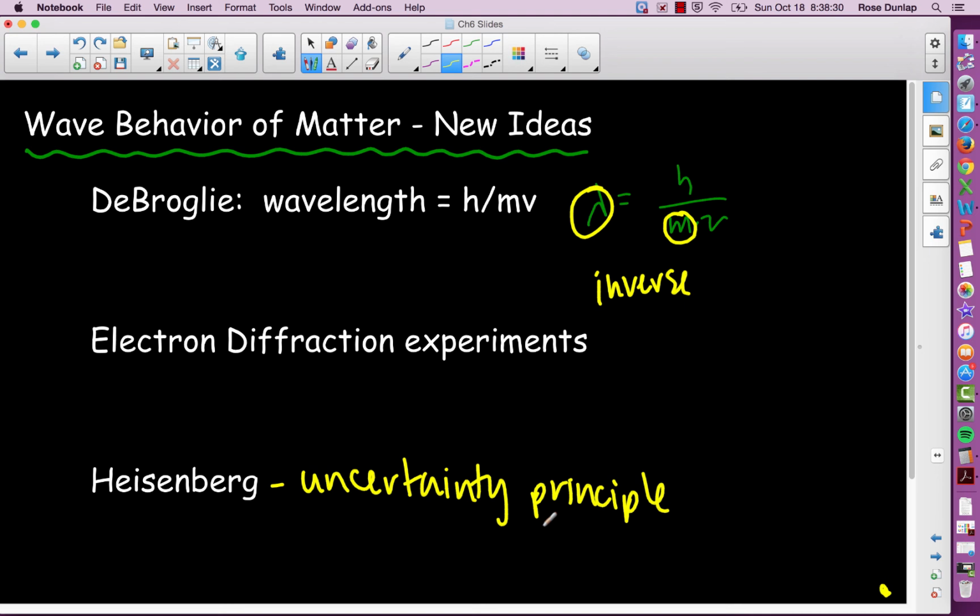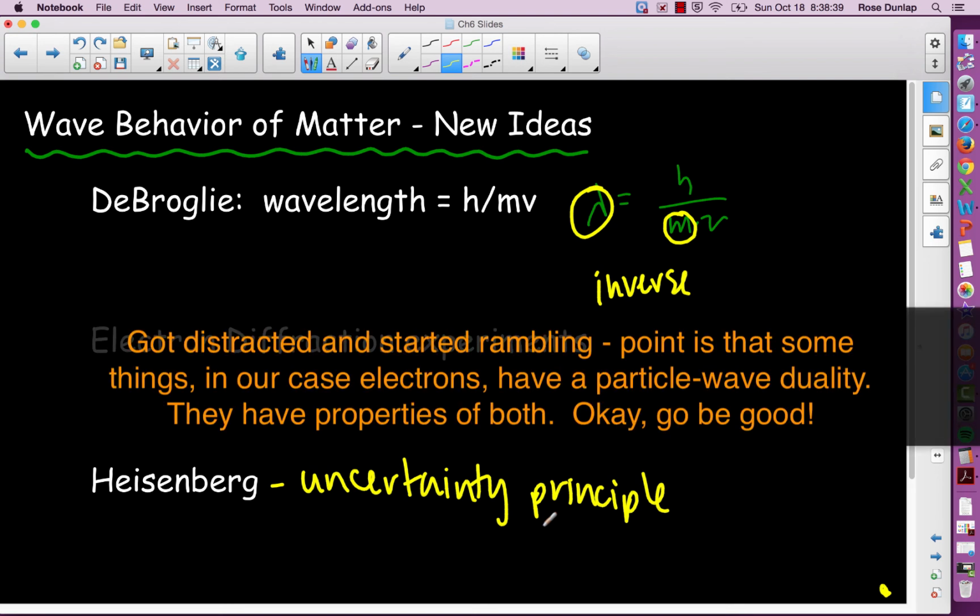So it's just the idea that we can know one piece of information, but we can't know all of it. Which is then going to bring us to the concept of orbitals, wherein we can kind of know where an electron might be, but we don't know how it's moving.